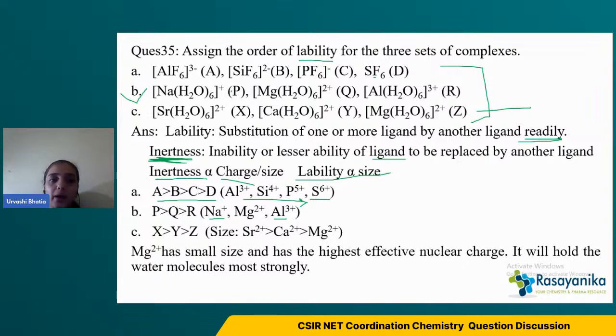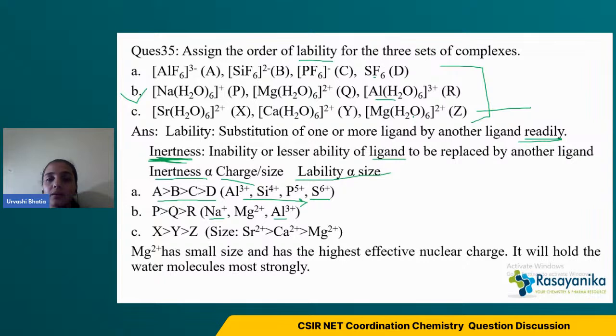So sodium will easily replace the water molecules, and magnesium will be in the middle, and aluminum will resist the replacement of H2O, the substitution basically. Okay, so talking about the third one, this is a different one.